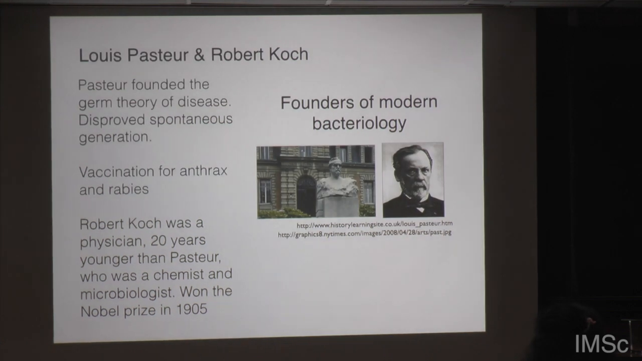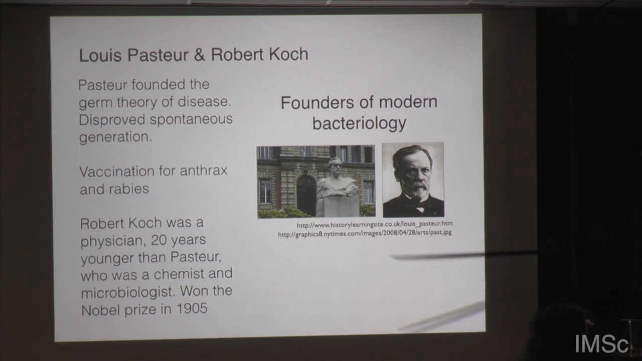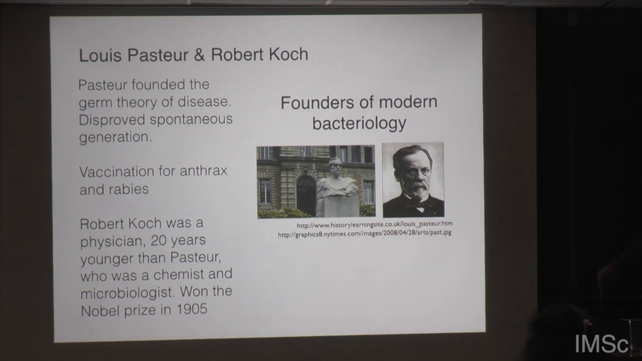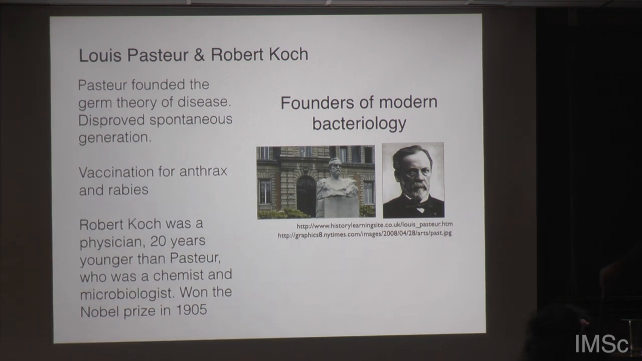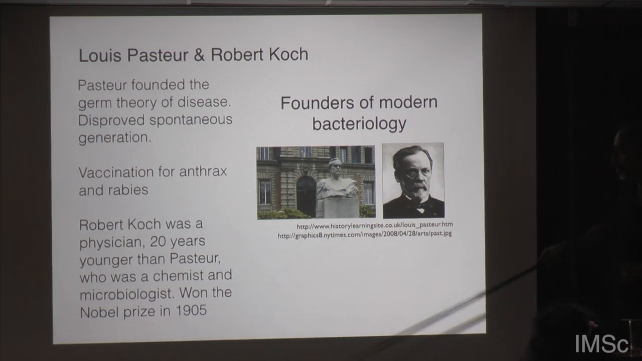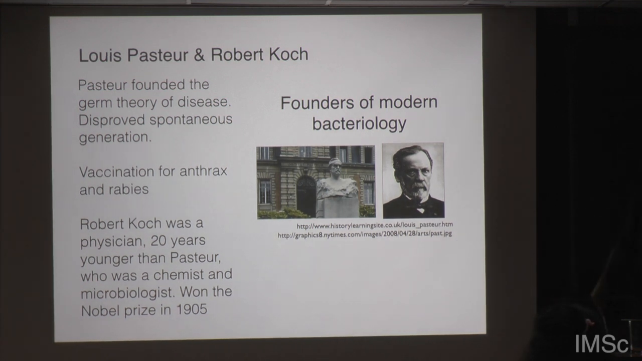Let's now come to a little more modern understanding of bacteriology. And that's when you cannot avoid these two people, Louis Pasteur and Robert Koch. Pasteur is French, Robert Koch was German. It was Pasteur who founded the germ theory of disease and said that, look, ultimately there must be some small microorganism that is present, that conveys the disease between human beings and to human beings. He developed vaccinations for anthrax and rabies, and Koch was a physician about 20 years younger than Pasteur. He won a Nobel Prize in 1905, that's what he looked like.